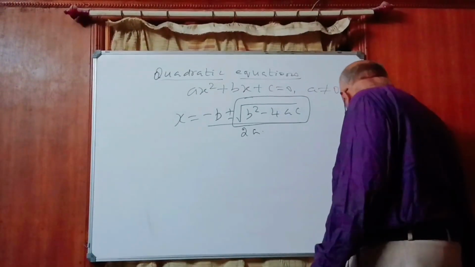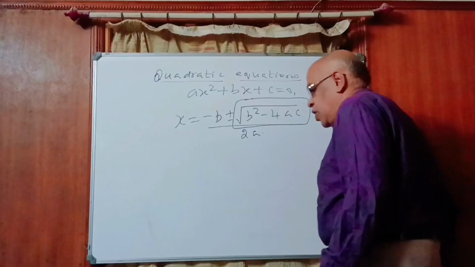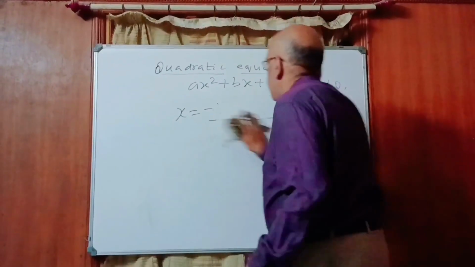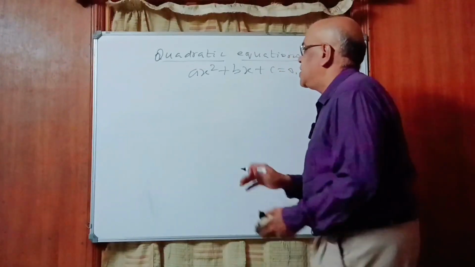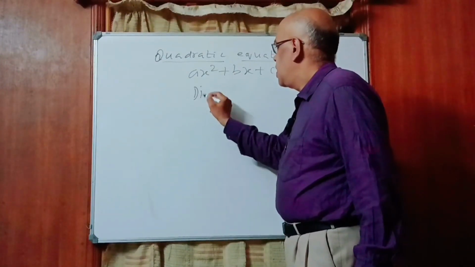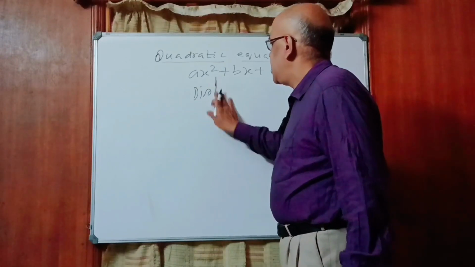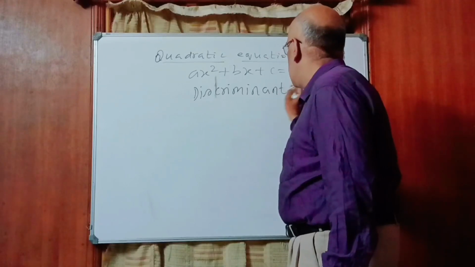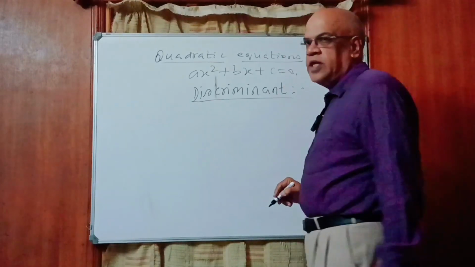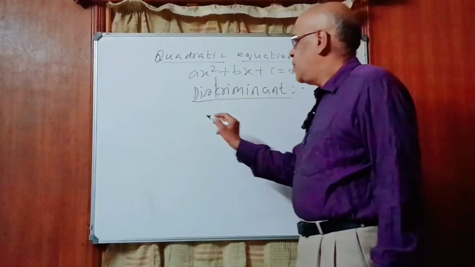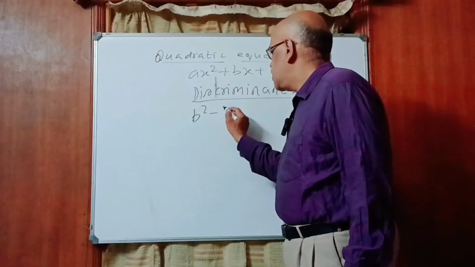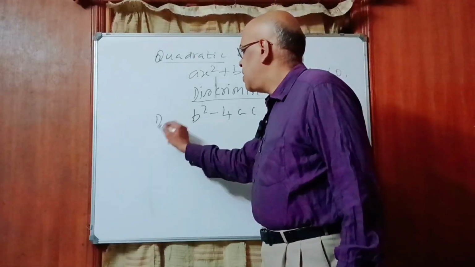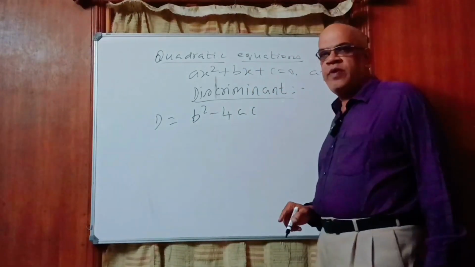Our next topic. What is our next topic? Nature of the roots. We will decide using the discriminant. It will come for a 1 mark or 2 mark question. What is the discriminant? Here b square minus 4ac is the discriminant, denoted by capital D. Discriminant is b square minus 4ac.